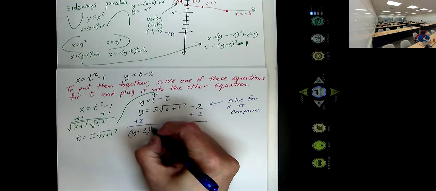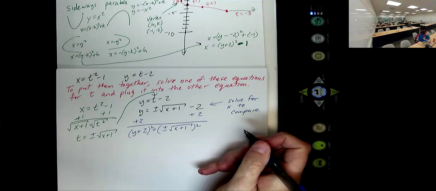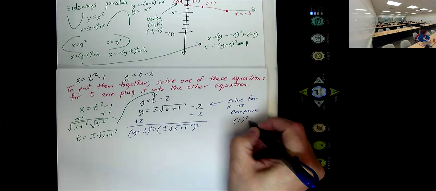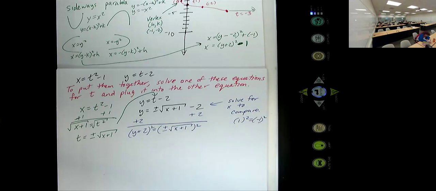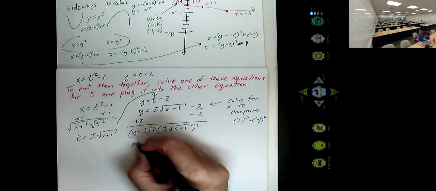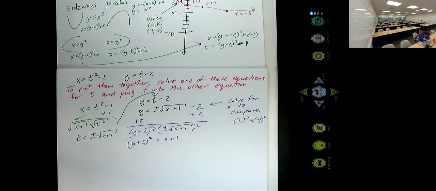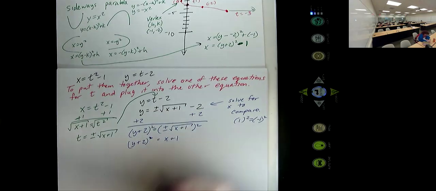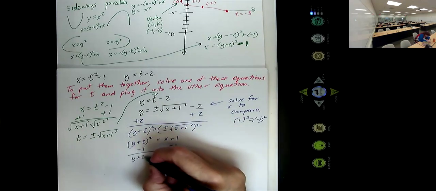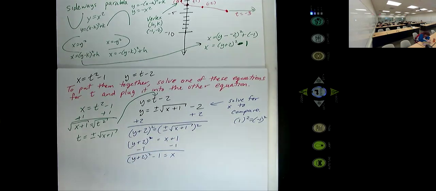We're gonna square both sides to deal with the square root. And squaring it actually makes the plus or minus irrelevant, because 1 squared is the same thing as negative 1 squared. So squaring it takes away the signs. I get y plus 2 squared equals x plus 1. And if I solve for x, I gotta subtract 1 from both sides. I've got y plus 2 squared minus 1 equals x, which is what we have up here.